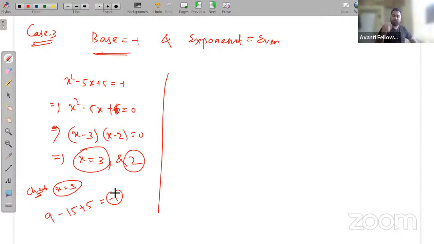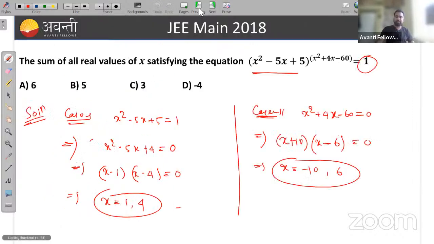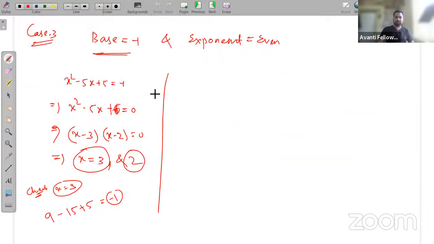ये तो नेगेटिव, बेस तो नेगेटिव हो रहा है, but is the exponent even? What is the exponent given? x square plus 4x minus 60. Put here x is equal to 3 and check whether the exponent becomes even or not. That is 9 minus 12 plus 60.